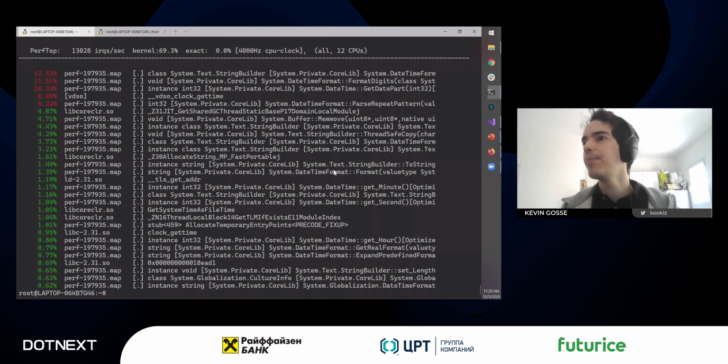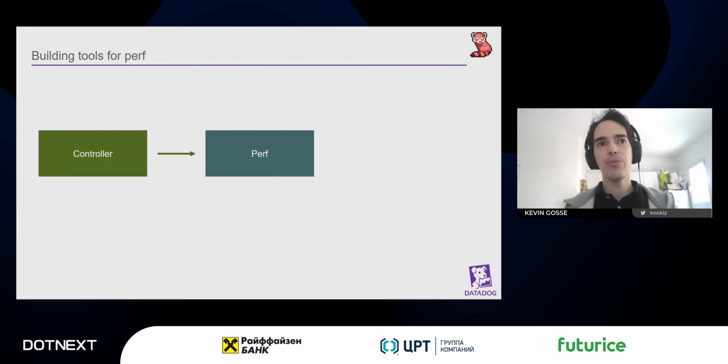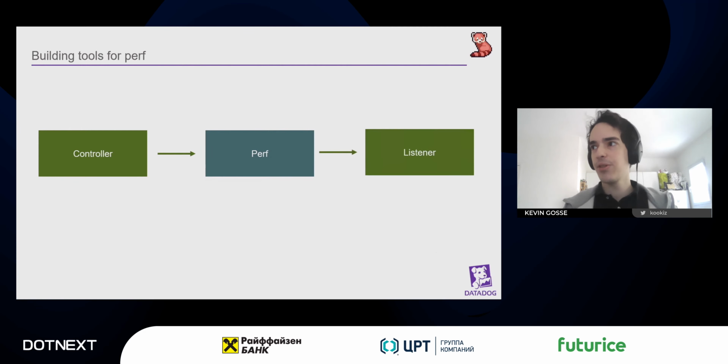Okay, so it's all nice, but this is a session about tooling. So what kind of tools can we write for perf? I can think of two kinds of tools. Either we can control perf, start and stop the session, or we can listen to the results of perf and, for instance, display things in the UI. And we are going to see both of them.